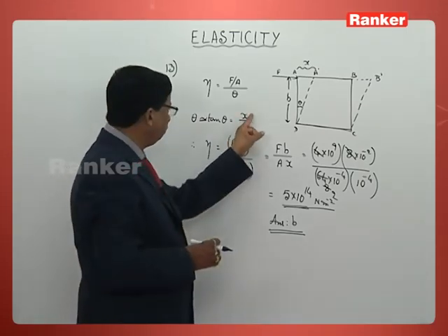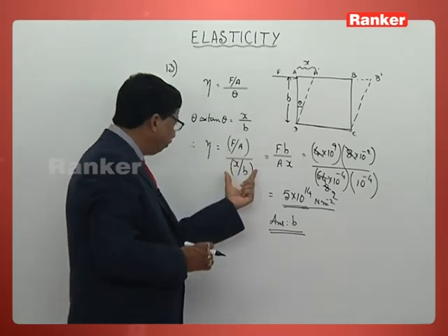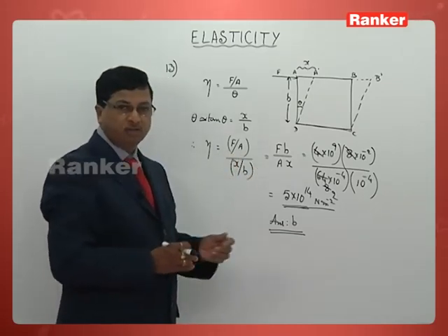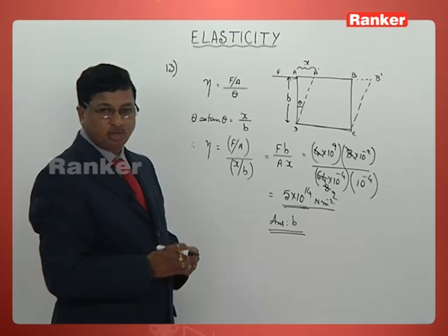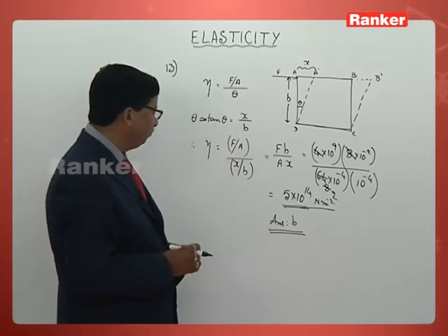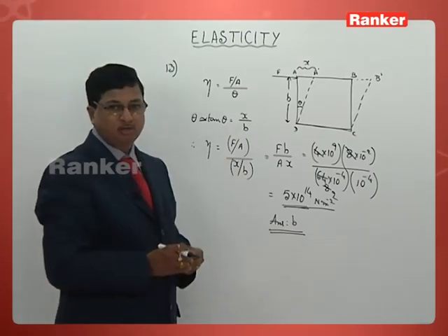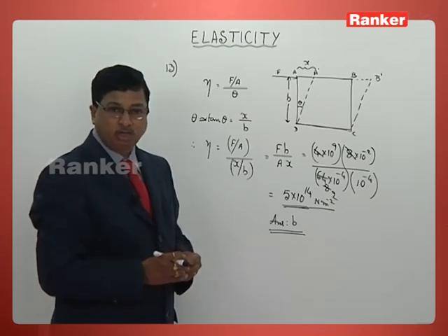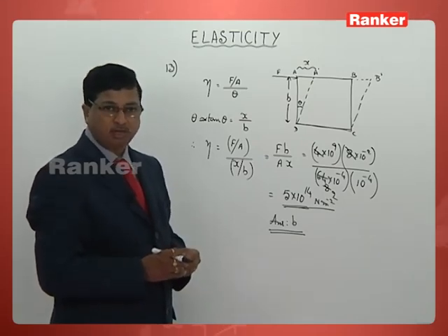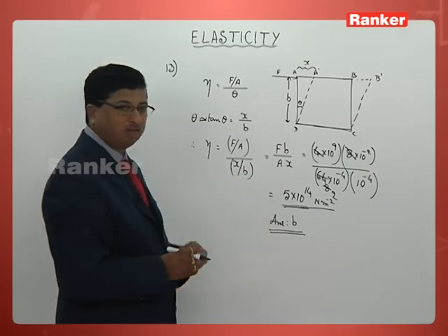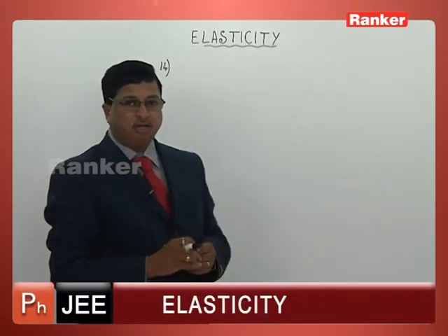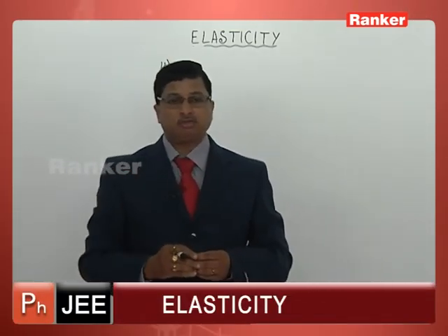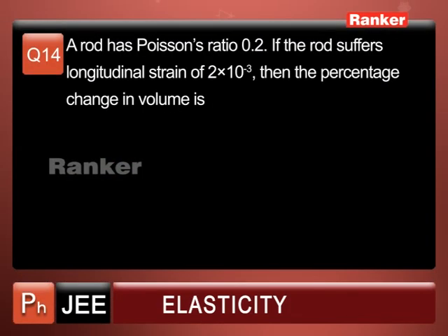So that now can be written as x by b. That value will be written over here. That is the point we have to take up. So correct answer for 13th problem is the second option, 5 into 10 power 14 Newton per meter square. That is second option is correct. That is B.